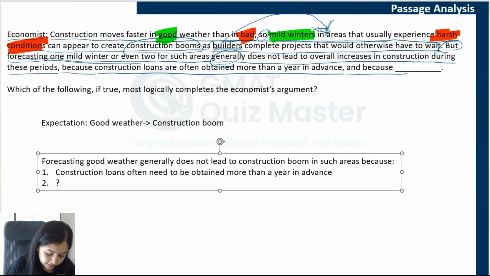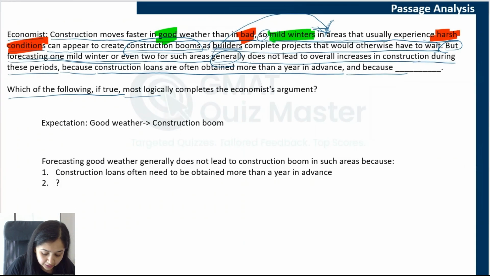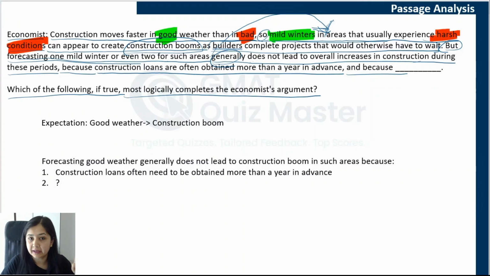Now the question says, which of the following, if true, most logically completes the economist's argument? Now, in order to find what can complete this argument, we need to understand what is missing in this argument. So let's understand it.